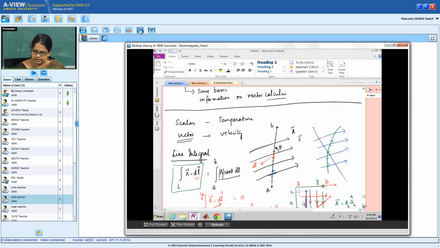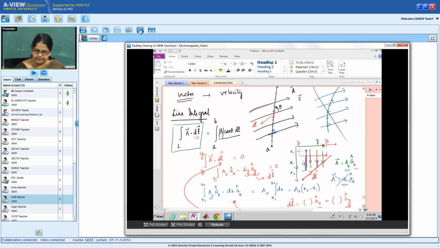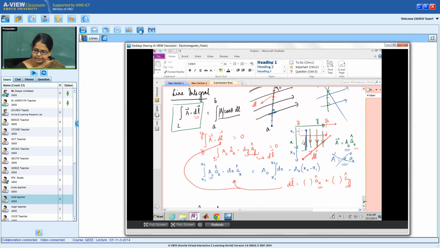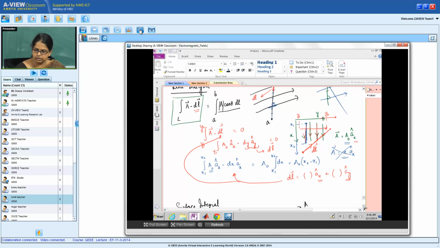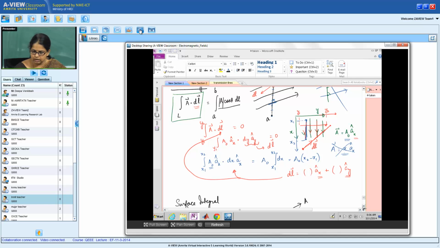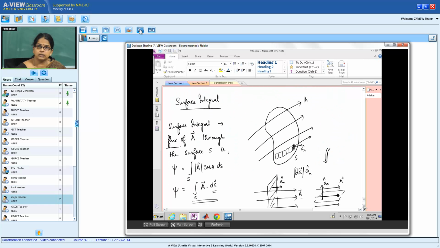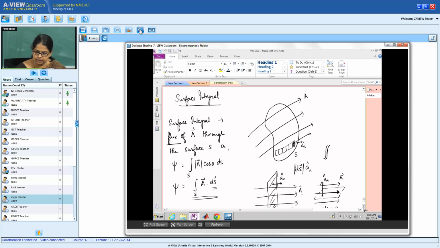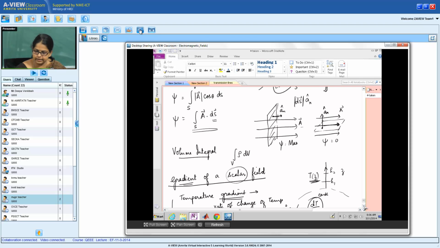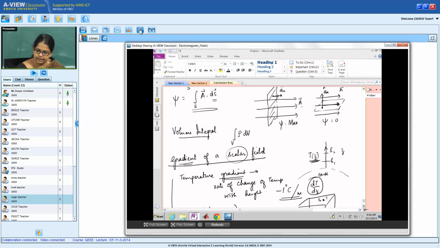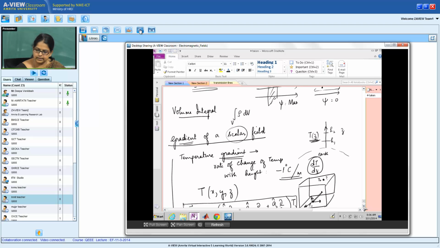We defined scalar, vector. We defined what is line integral, which is essentially the projection of the vector along the contour, or the line that you are talking about. We also talked about surface integral, which is essentially talking about the flux of the vector field crossing the surface that we are talking about. Talked about volume integral in a similar way, and we started talking about gradient of a scalar field.